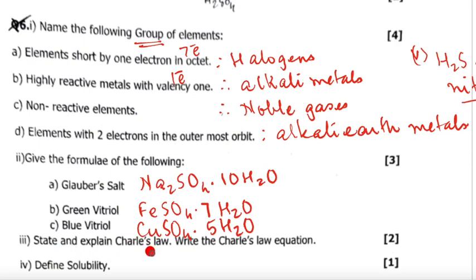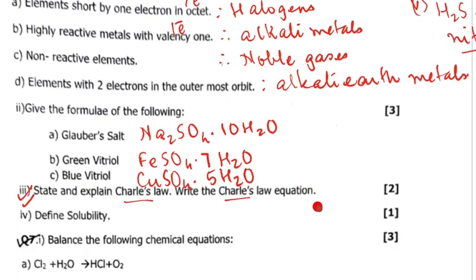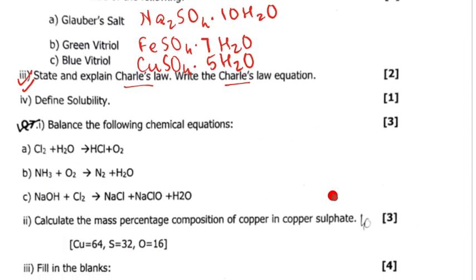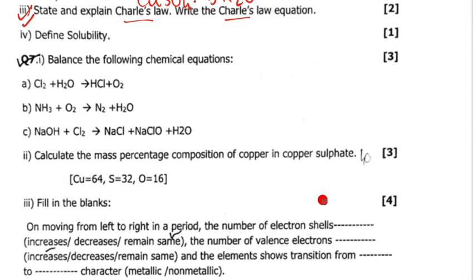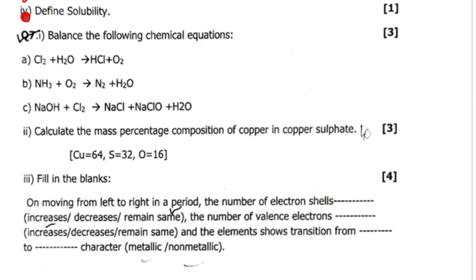State and explain Charles' law. Write Charles' law equation. Learn this up. All this is directly just learnt up from the textbook. Charles' law equation will be V1 upon T1 equal to V2 upon T2. Define solubility. Again, this is the learning work which you can do on your own. Balance the following chemical equations also you can do on your own. Not a problem. Calculate the mass percentage composition of copper in copper sulfate.